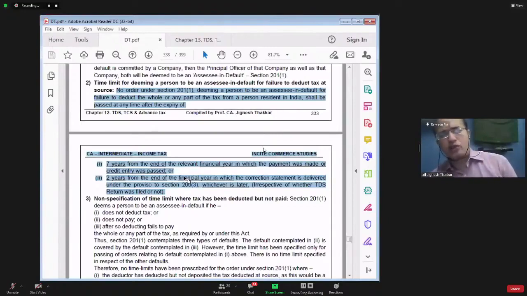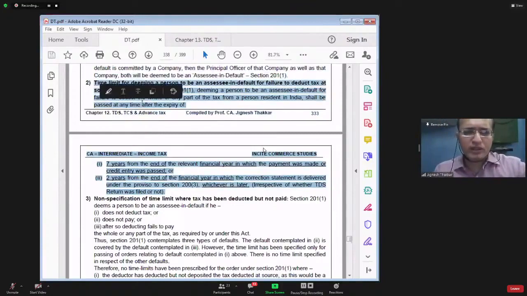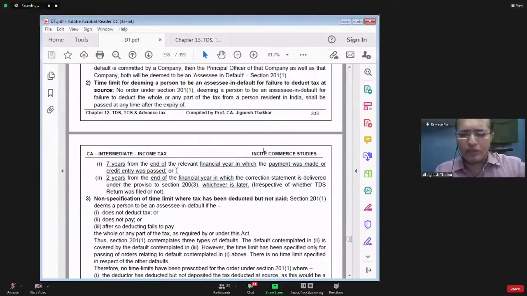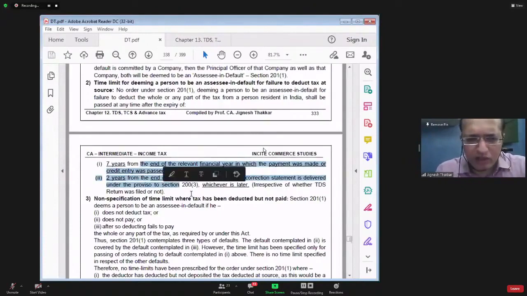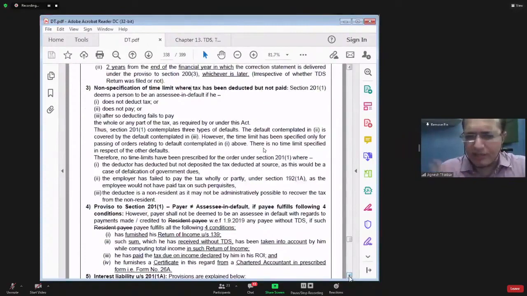For considering payer to be assessee in default, an order is required to be passed by the income tax department, and there is a time limit to pass that order. But this time limit is applicable only when the payer has neither deducted tax nor paid the tax. If the payer has deducted the tax but has not paid, in that case, this time limit for passing an order will not apply. And no other time limit is mentioned in the section. So, non-specification of time limit where tax has been deducted but not paid.